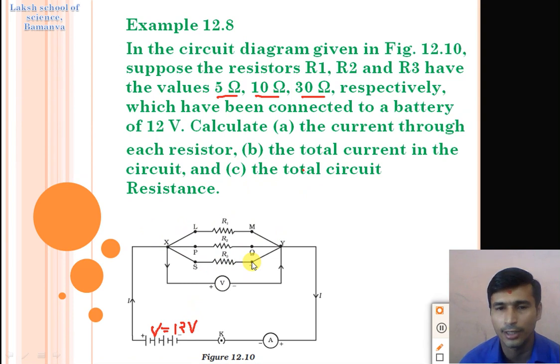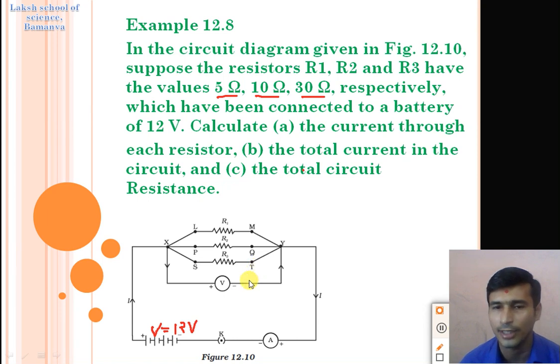How do we calculate? The potential difference is given to you, 12 volt. The current passing through R1, I1, is equal to V by R1. Similarly, I2 is equal to V by R2, the current passing through R2, and I3 is equal to V by R3, the current passing through R3. The total current in the circuit is the sum of the individual currents.